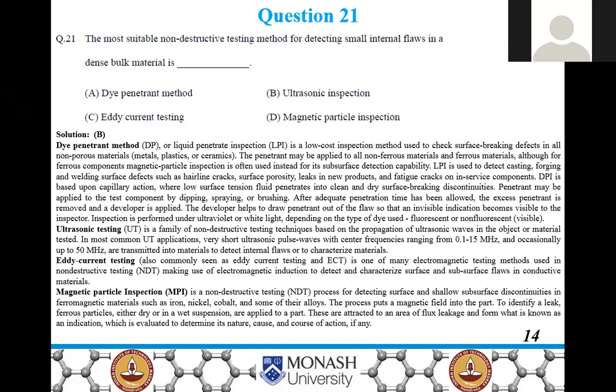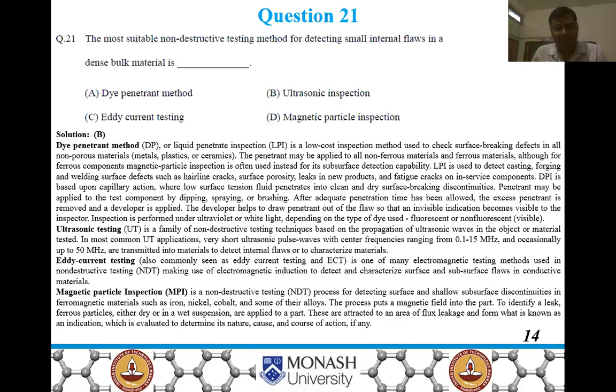Eddy current testing, also commonly known as ECT, is one of many electromagnetic testing methods used in non-destructive testing, NDT, making use of electromagnetic induction to detect and characterize surface and subsurface flaws in conductive materials.